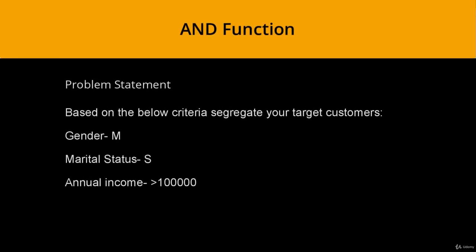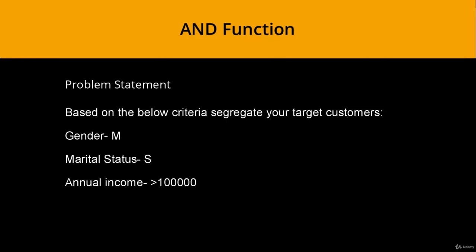Problem statement. Based on the below criteria, segregate your target customers. That means if gender is M, that is male, marital status is S, that is single, and annual income is greater than $100,000, then these will be your target customers.